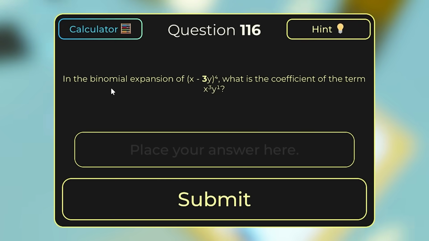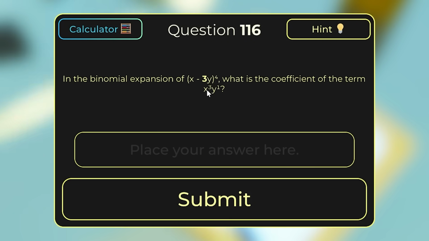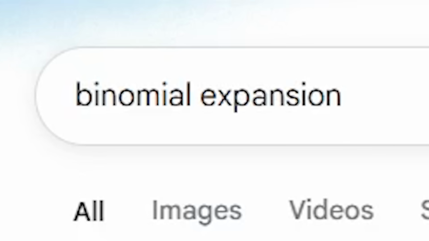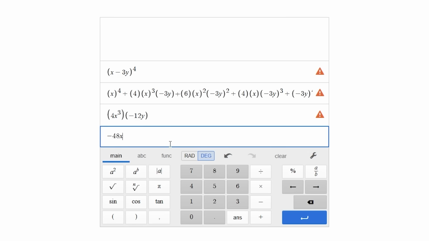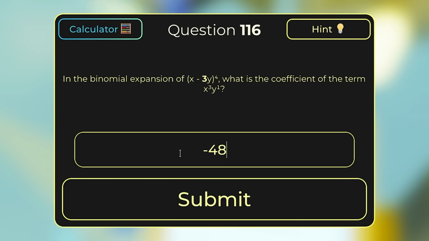Okay, more math. In the binomial expansion of, oh boy, what is the coefficient of the term that? Easiest thing to do is search what is binomial expansion. Alright, so I've done some research on what you're supposed to do. So you need to basically, we can start like this, and then we want to write, wait, hold on. We need 5 of these. We want to do 1, 4, 6, 4, 1. So we'd have minus 48x cubed y1. So minus 48 is, in theory, the answer.